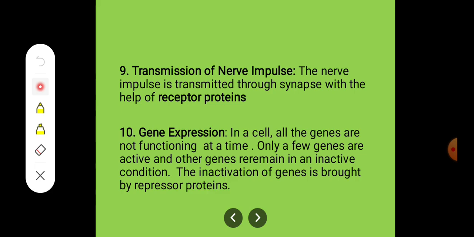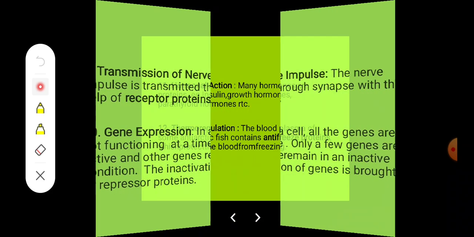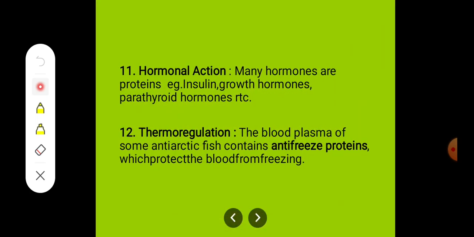And then gene expression. The inactivation of genes is brought about by repressor proteins. Then hormonal actions. Many hormones are proteins, that is insulin, which is used to balance the glucose level in the blood, growth hormones, parathyroid hormones, and so on. Then thermoregulation. Some Antarctic fishes contain antifreeze proteins which protect the blood from freezing.